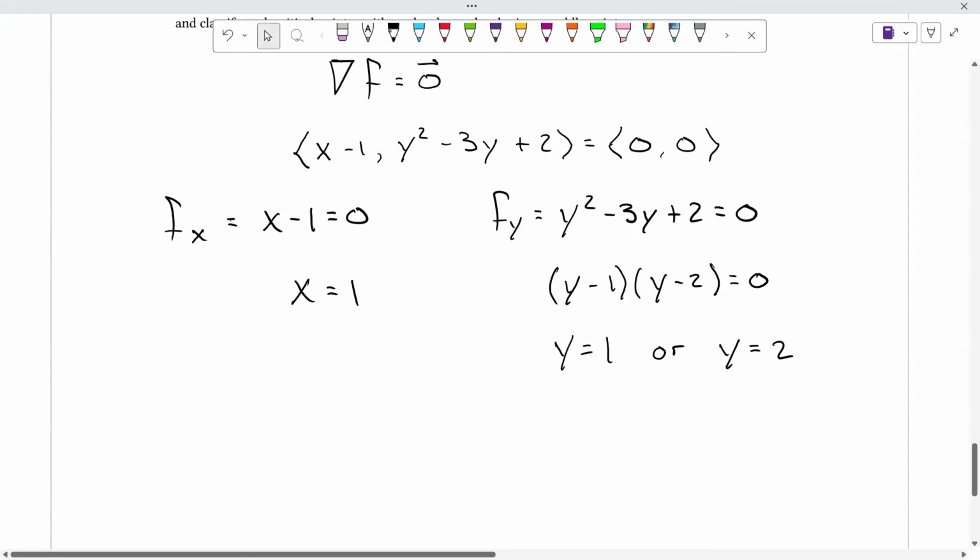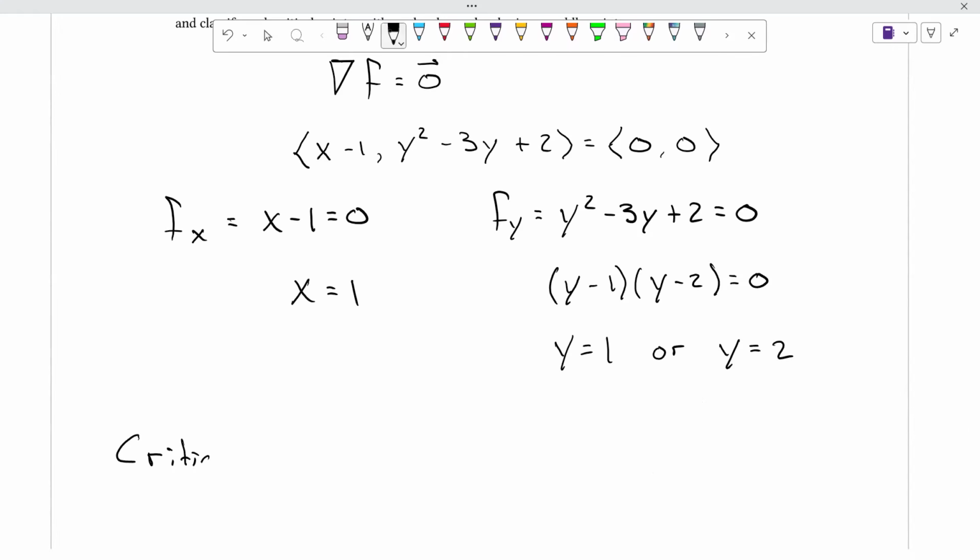So that gives me 2 critical points. Because remember, we have to solve this system, which means both equations have to be true at the same time. So I've got the point (1, 1), and I've got the point (1, 2).